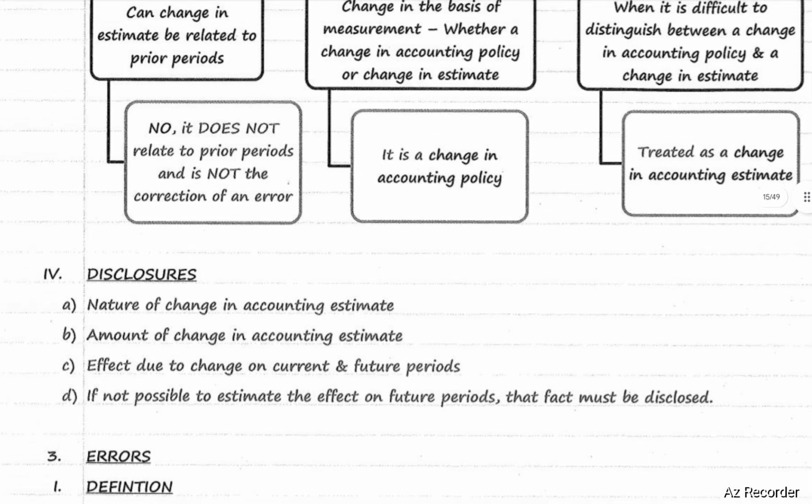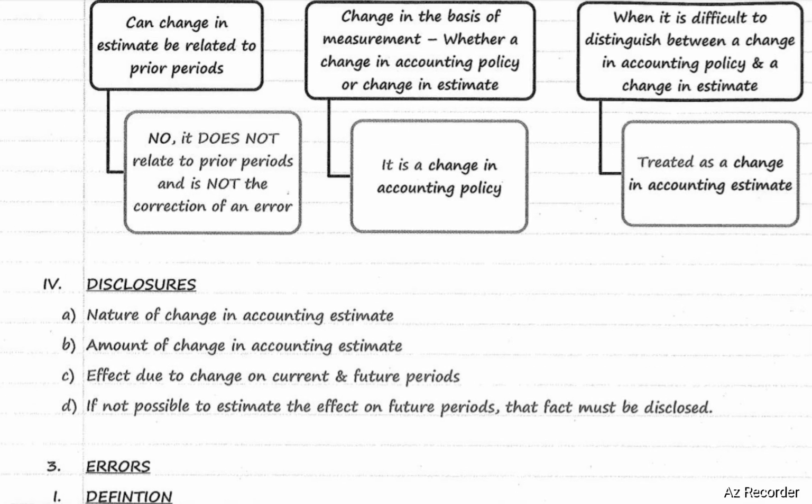Disclosures in case of accounting estimate. Nature of change in accounting estimate, amount of change in accounting estimate, and effect due to change on current and future periods. If it is not possible to estimate the effect on future periods, that fact must be disclosed. So nature, amount, effect. If effect is not possible, the fact must be disclosed pertaining to accounting estimates.